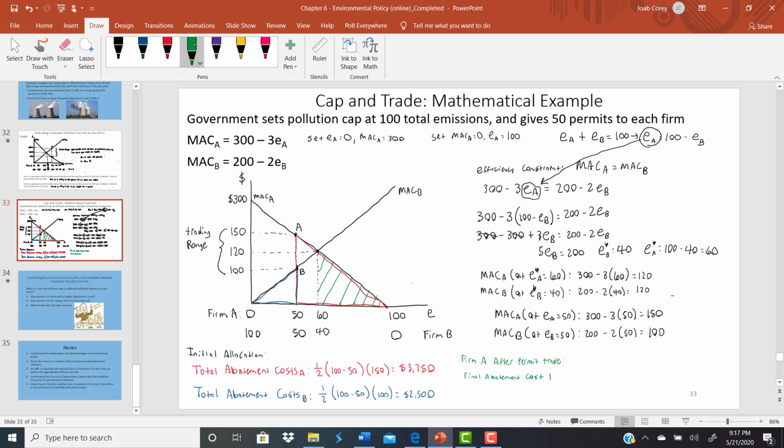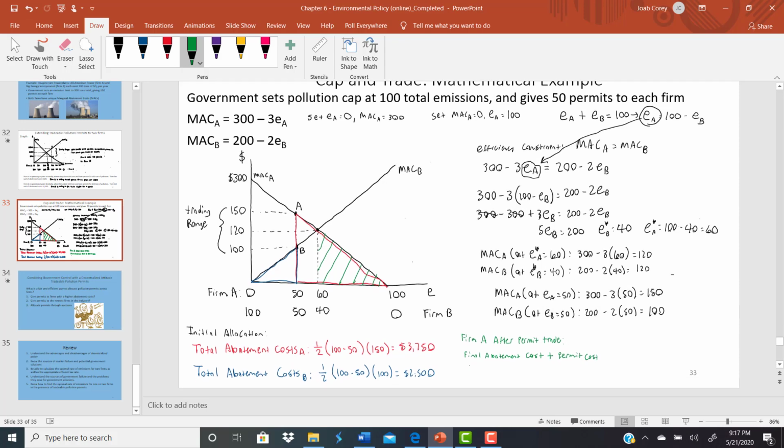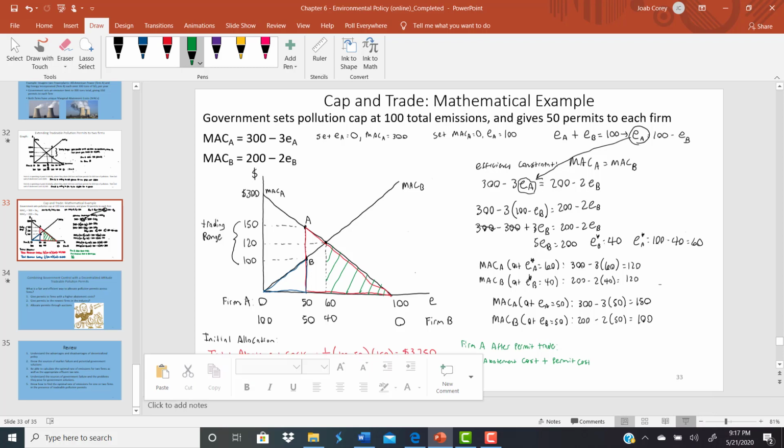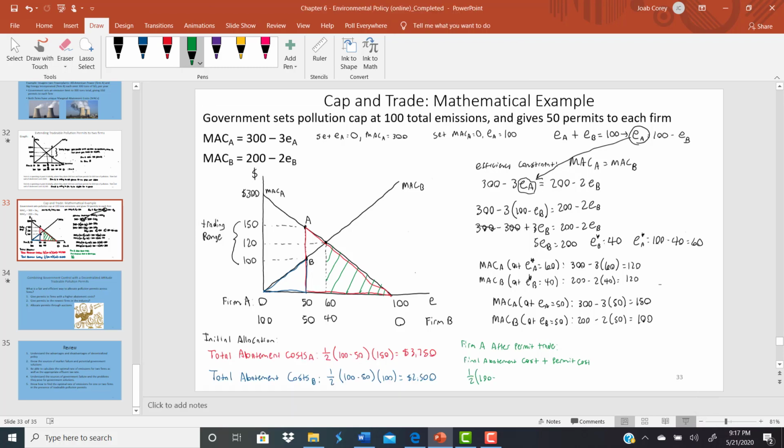But that's not going to be their only cost here. They also have to add to that the amount that they pay for all these permits, and that's going to be the permit cost. So their final abatement cost is going to be the area of that triangle, which is 1/2 the base of that triangle, which is now 100 minus 60, times the height of that triangle, which is now 120. So that's going to be their abatement cost: 100 minus 60 times 120 times 1/2.